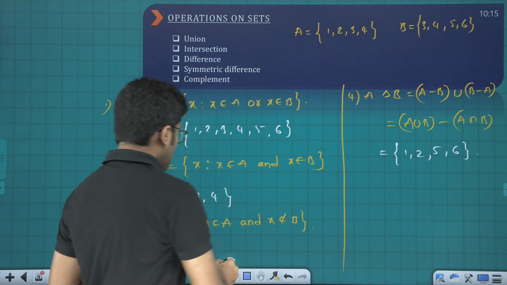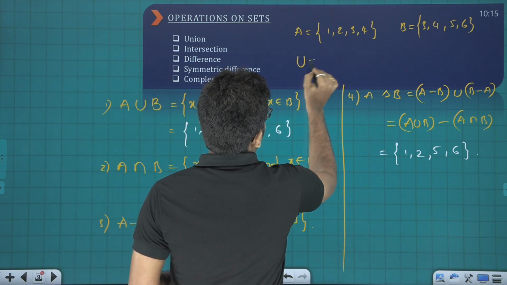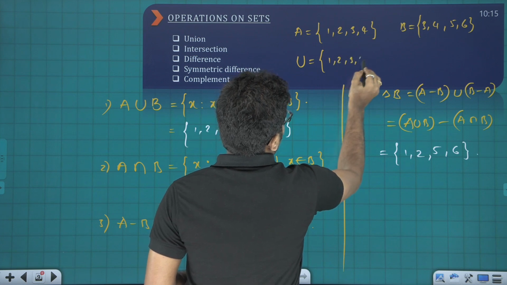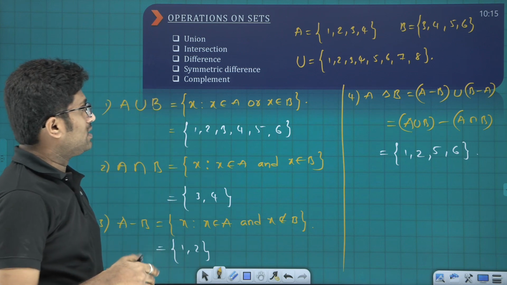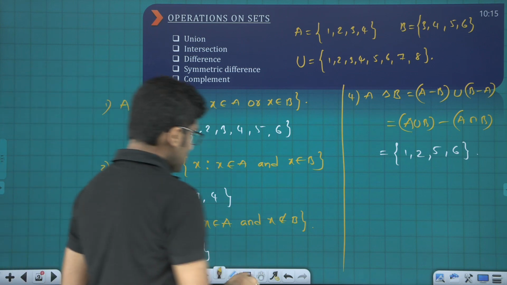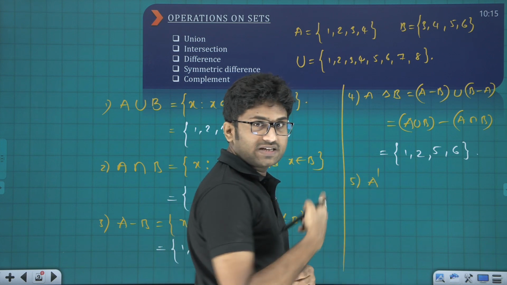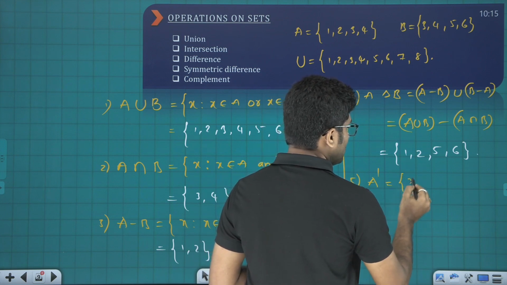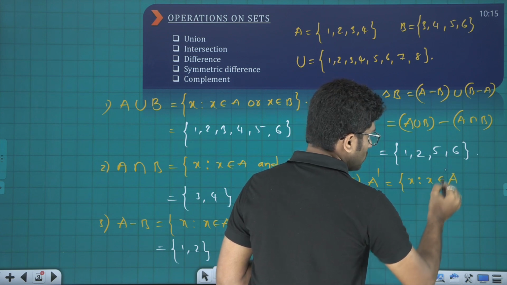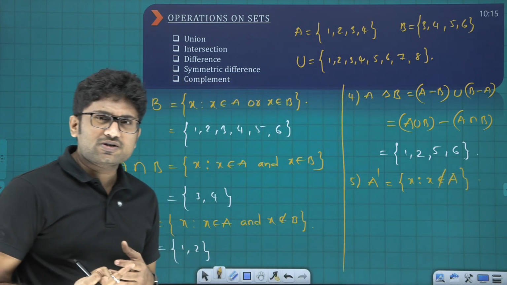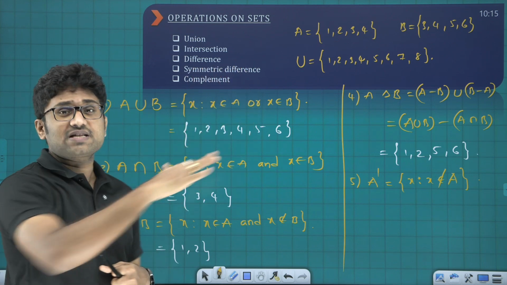Next, complement. Whenever you say complement, we always stick to universal set. Suppose let's say universal set capital U is defined as 1, 2, 3, 4, 5, 6, 7, 8. Let's say U is the set of natural numbers from 1 to 8. Now, A complement of A is denoted like this, friends. This is nothing but X such that X does not belong to A. Does not belong to A means all the elements of universal set except A.